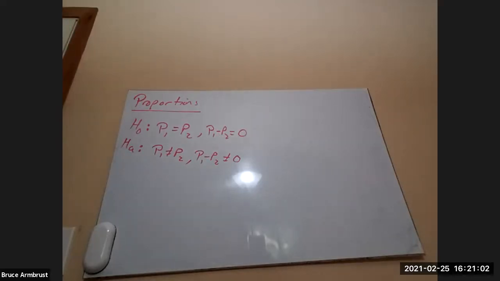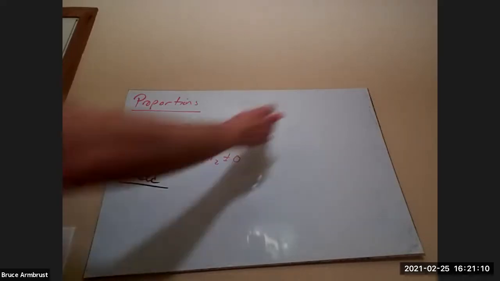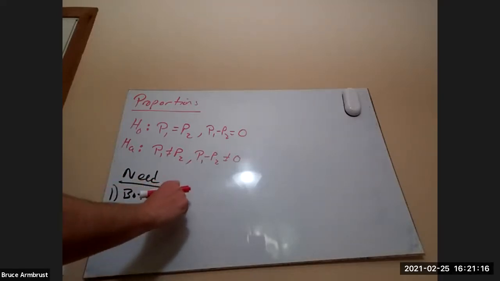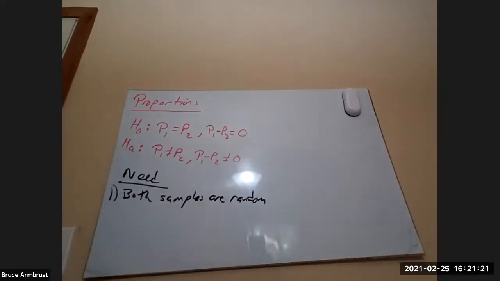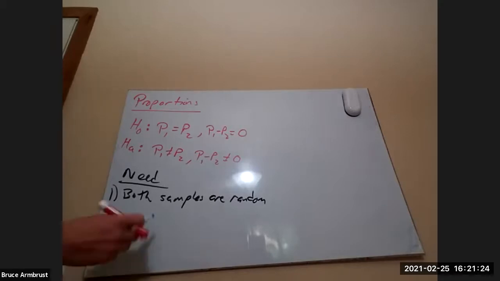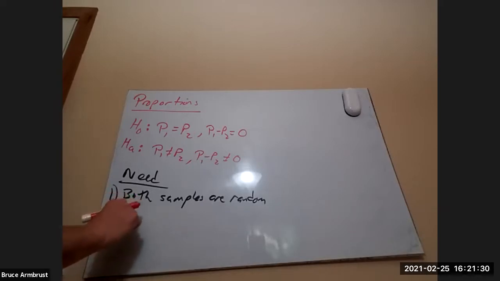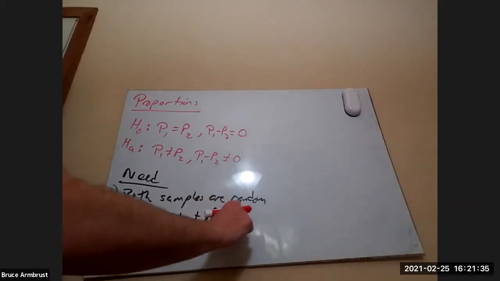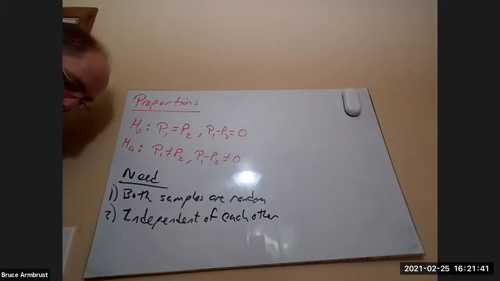Now, in terms of the conditions, what we need to do the test on proportions, we need the following. The first is that they are random. No big deal. That's what we saw with means. But we need both samples to be random. We also need them to be independent. We can't have one being based on the other.